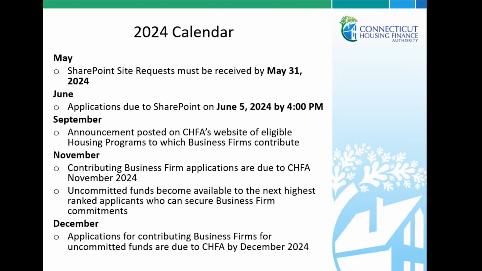So May, SharePoint site requests must be received by May 31st, 2024. June, applications are due to SharePoint on June 5th, 2024 by 4 p.m. September, announcements are posted on the CHAPA website of eligible housing programs to which business firms contribute. November, contributing business firm applications are due to CHAFA November 2024. Uncommitted funds become available to the next highest ranked applicants who can secure business firm commitments. In December, applications for contributing business firms for uncommitted funds are due to CHAFA by December 2024.